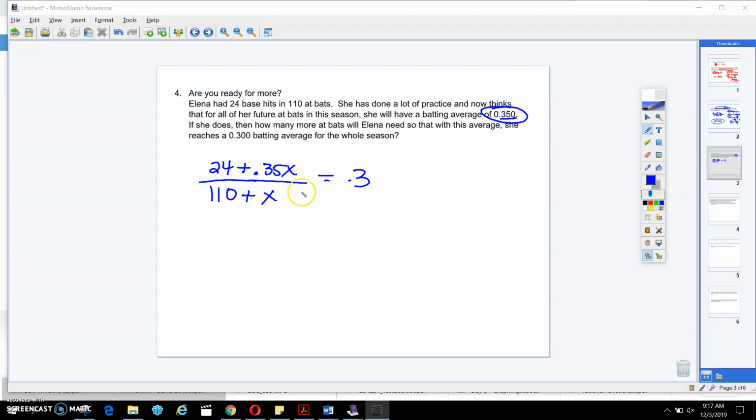Okay, so now what we're going to do is we're going to cross multiply, right? Okay, and then we're going to solve this guy. So we're going to have 0.3 times 110 plus x equals 24 plus 0.35x. Sorry, that's going off the page. 0.35x.